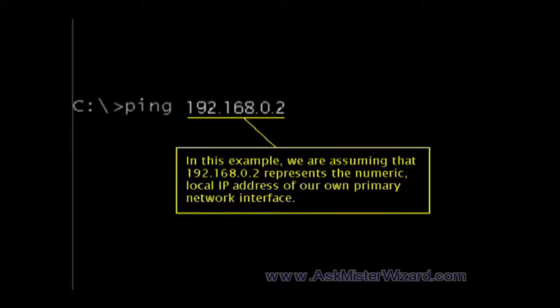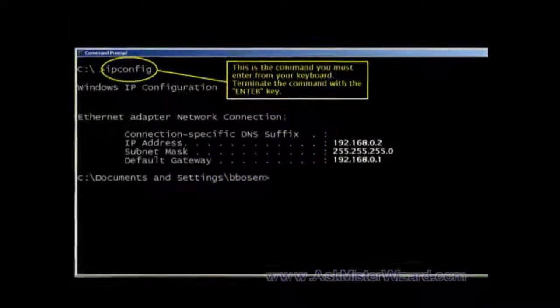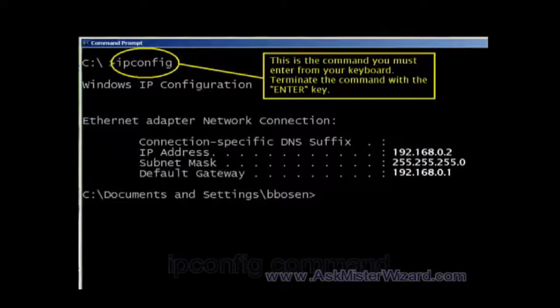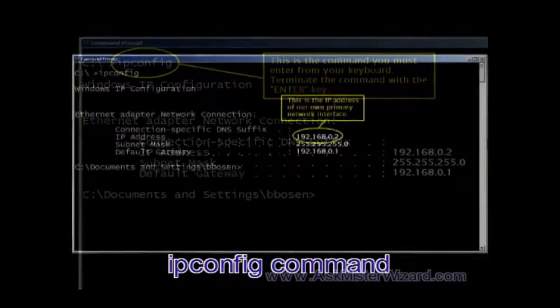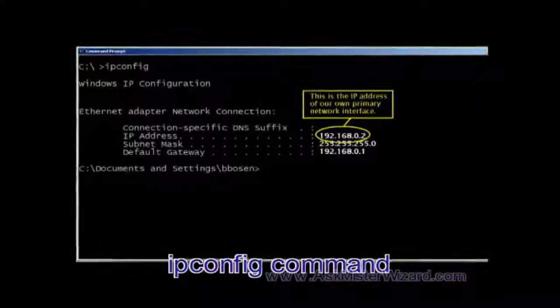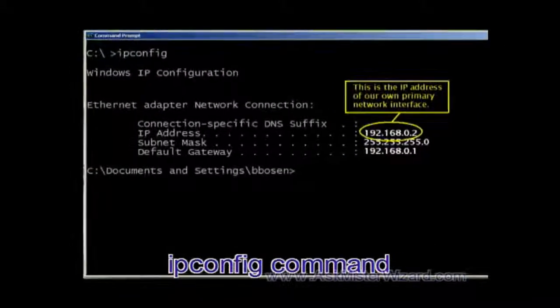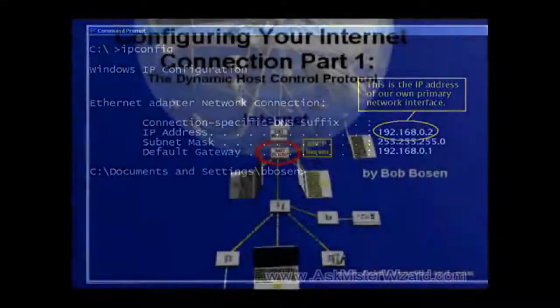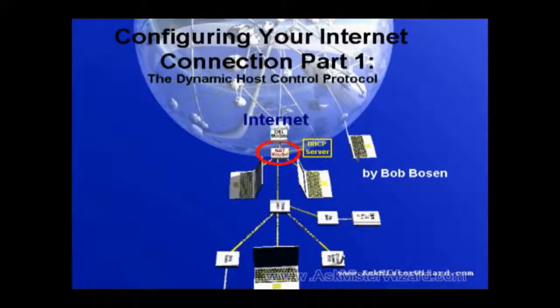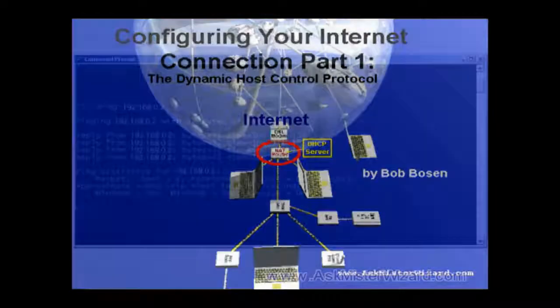The simplest use of ping requires that you know the IP address of your own computer's primary network connection. You can always learn the IP address or addresses of your own network interfaces by issuing the ipconfig command as shown here. You can learn more about IP addresses by reviewing other movies here at AskMisterWizard.com, especially the one entitled Configuring Your Internet Connection Part 1, the Dynamic Host Configuration Protocol.